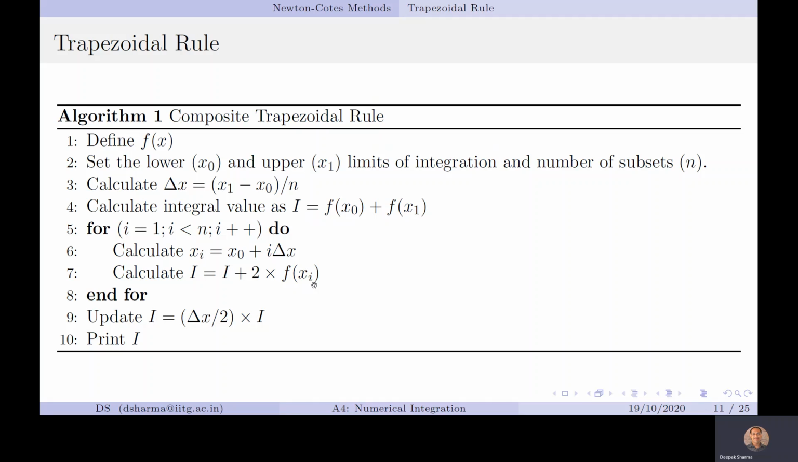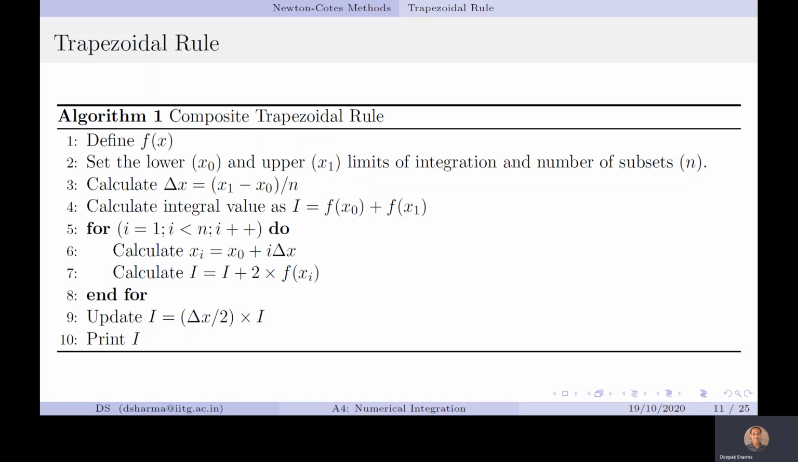This is exactly the same formula we understood. Now what is the advantage of I equal to I plus 2 f of xi? Whatever the previous value was, we are adding this new value as 2 times the function value at xi. Once this loop is over, in step 9, we will update I as delta x by 2 into I. And we will print the value of I, and that becomes the integration of the function f of x.